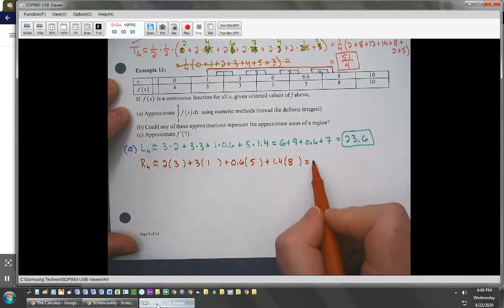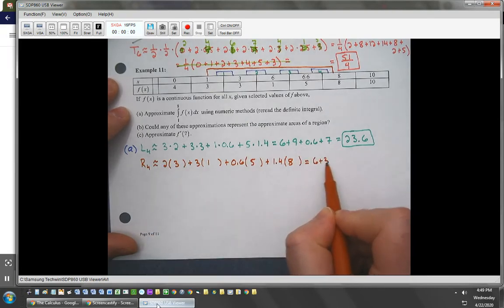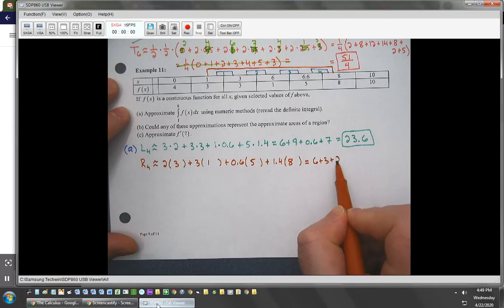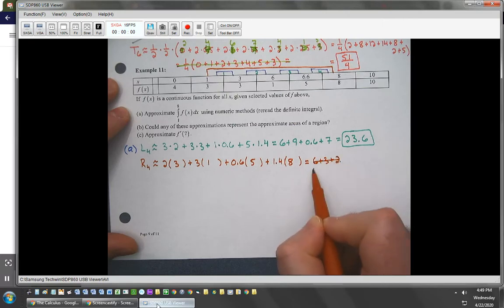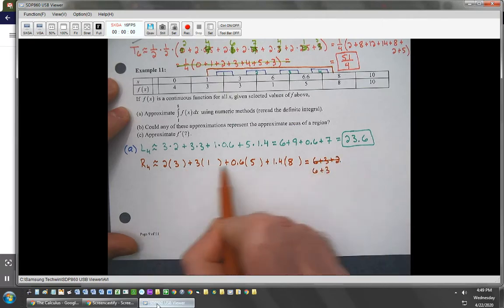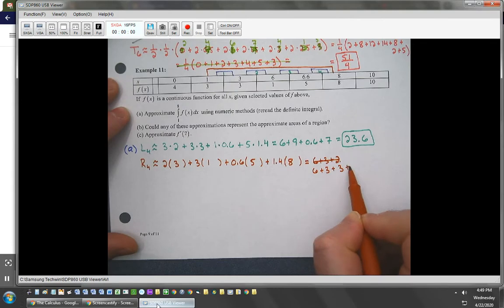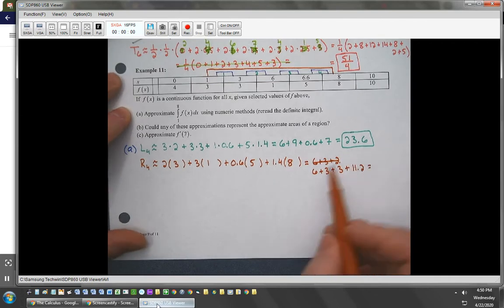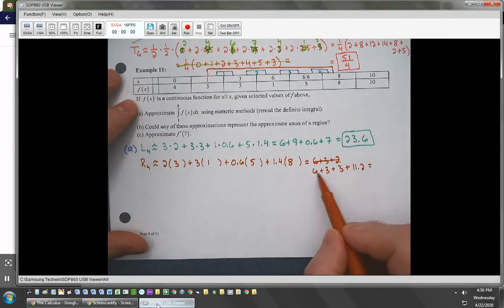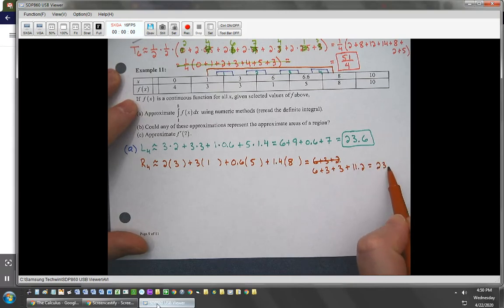So what do we got here? We've got a 6 plus a 3 plus a 2 point 6 plus a 3 plus a 3 plus a 8, 11.2, I think. Yeah, if I'm wrong, sorry. What's that? That's 12, 24, so that'd be 23.2. Yeah, pretty close to those two.